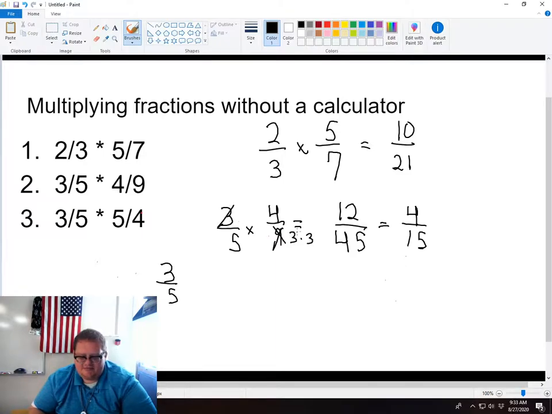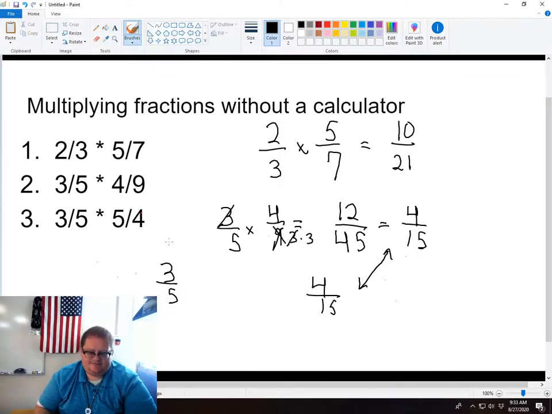If I have the same thing top and bottom, I can cancel it. So this is really, on top is just 4. On the bottom, 5 times 3 is 15, and you get obviously the same answer. So either way works, but I'm just trying to show that if you have the same thing top and bottom, they cancel. Like right here, 3/5 times 5 over 4.